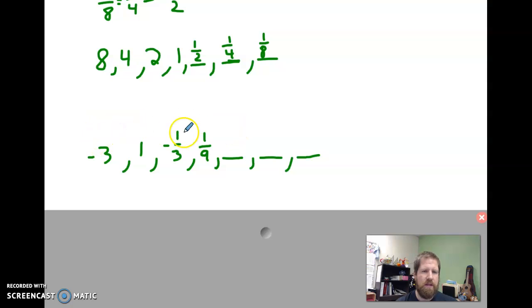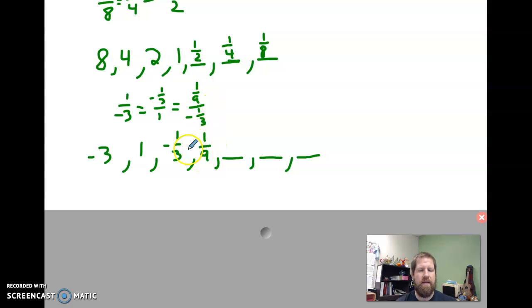Okay, so if we look at this one, we're still going to do the same thing. We're looking for our ratio, so we've got 1/9 over negative 1/3, and that's kind of hard to see. So let's look at negative 1/3 over 1, and then 1 over negative 3. It's a lot easier to see that these are the same as negative 1/3. Okay, so we're multiplying by negative 1/3.